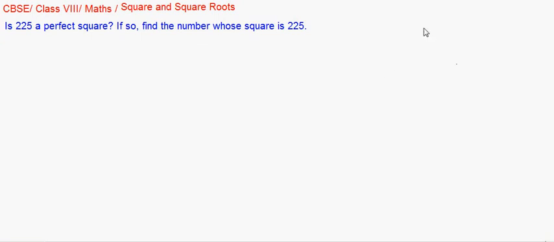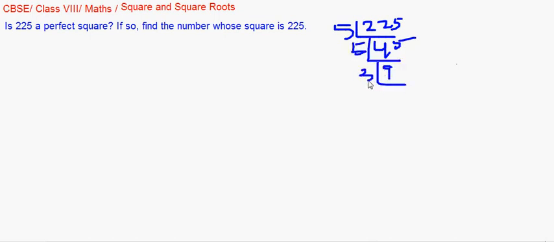So let's see. In such questions, first we have to express 225 as a product of its prime factors. For doing so, I'll take the help of some short rough work. This is 5, 5 4s are 20, 5 5s are 25, and this is 5, and this is 9, and that's giving me 3 3. Thereby I can see the product of prime factors of 225 is 5 into 5 into 3 into 3.